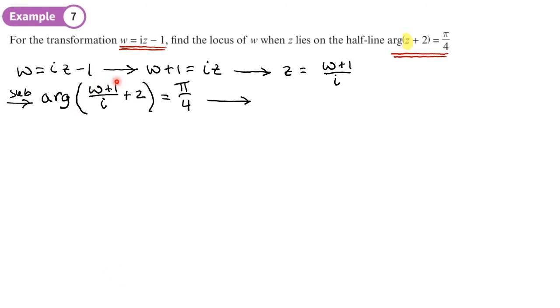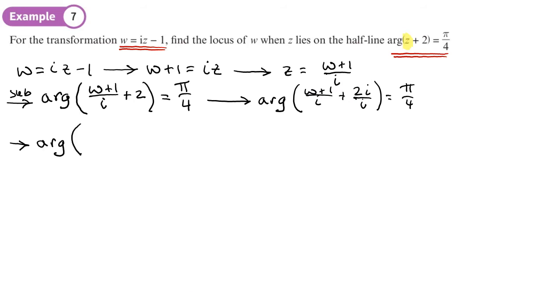Now what I'm going to do, I want to put these together really, because in this form it's not really useful. So I'm going to write the 2 as 2i over I. That way they've both got the same denominator, w plus 1 over I, and then they can go together. So 2 is the same as 2i over I, equals pi over 4. Right, what I can do now is that these can go together over the same denominator. So it becomes the argument of w plus 1 plus 2i over I equals pi over 4.